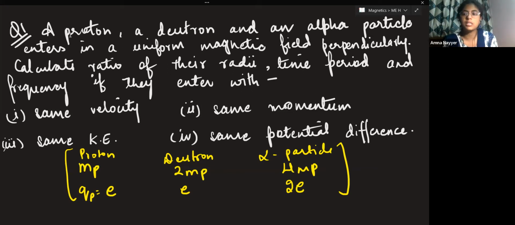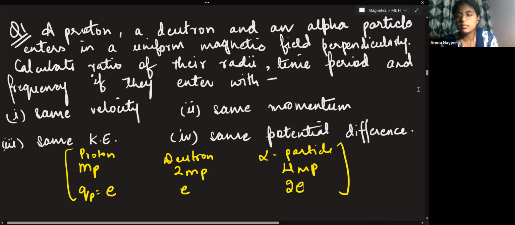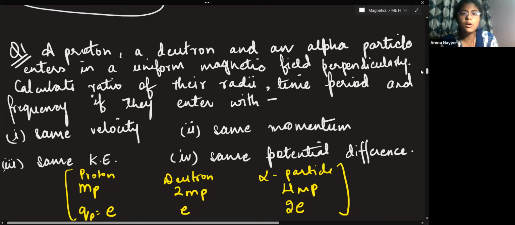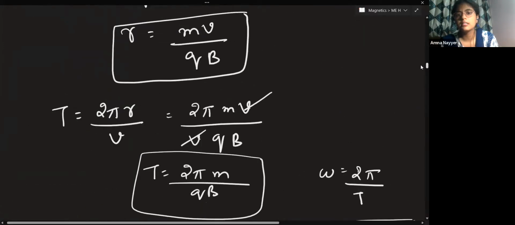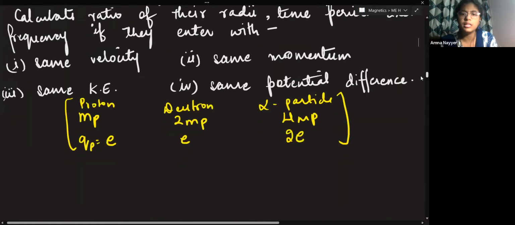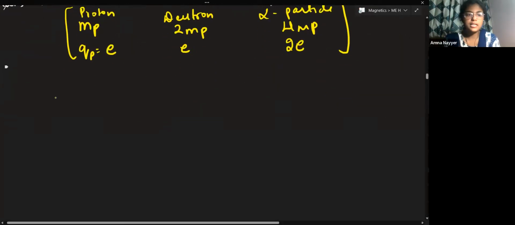So that's why I'm saying, let's do the first part first. Same velocity. Formula of radius from here: mv divided by qB. Now we just have to modify this only. First part says radius is what? mv divided by qB. Fine, class.